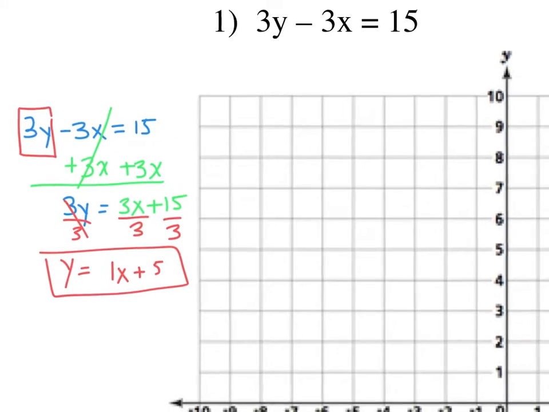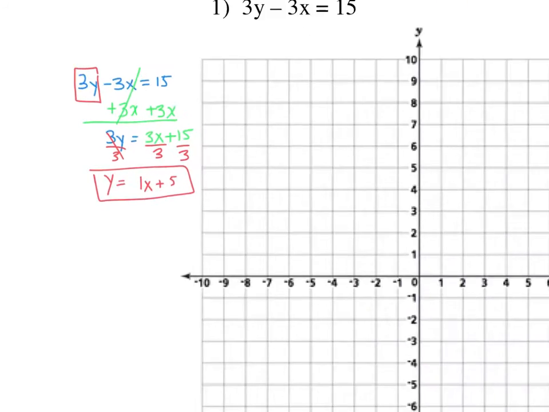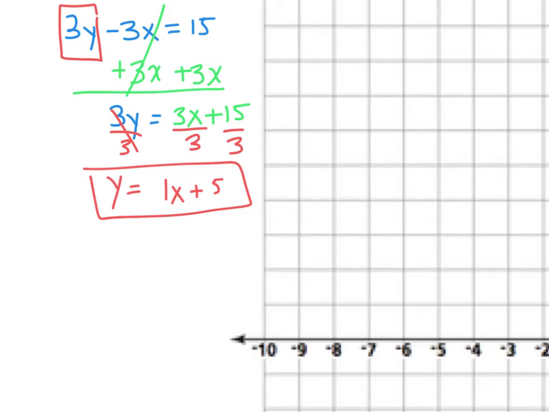So here's what I like to do. I like to go under my equation and write down what my slope is. So my slope is 1, or 1 over 1, where 1 is my rise and 1 is my run. So I'm going to be rising 1 and running 1. And my y-intercept is 5.